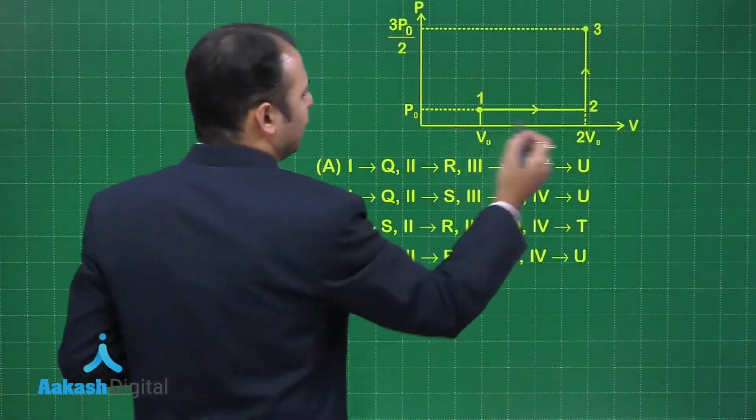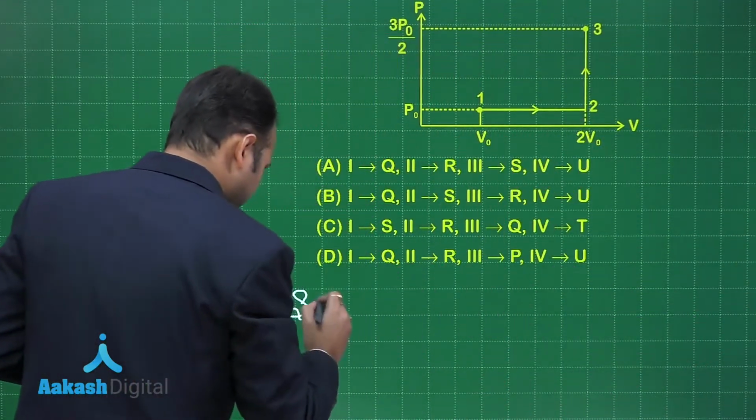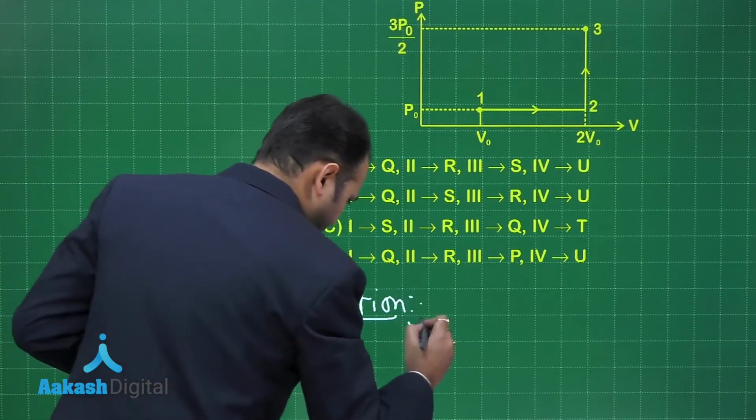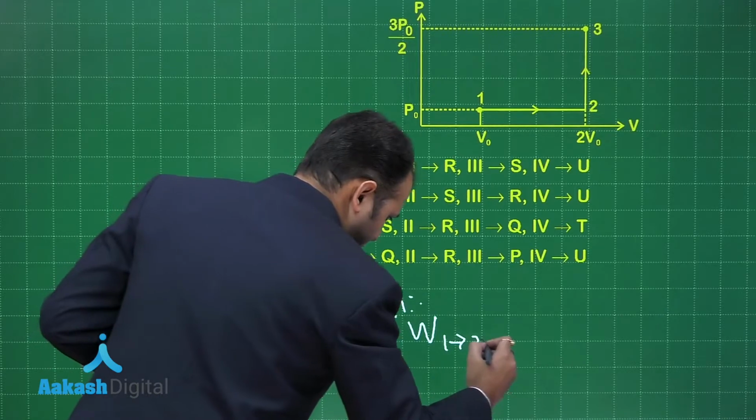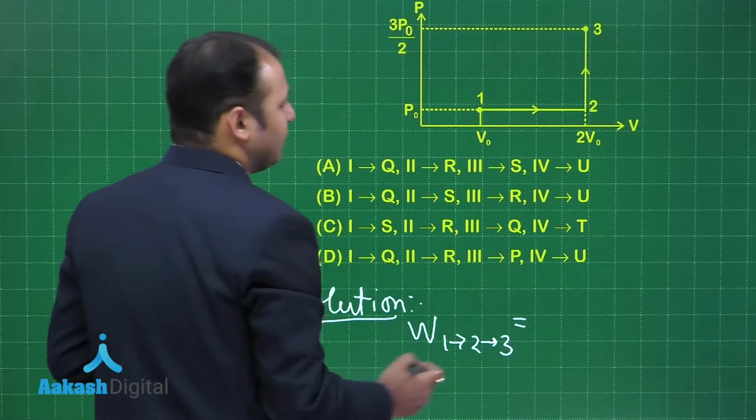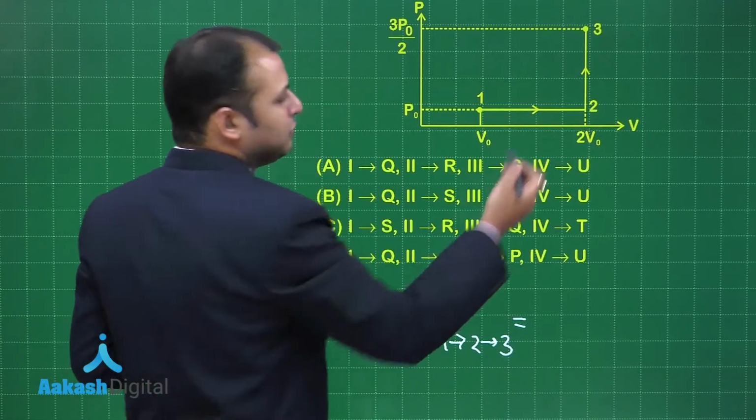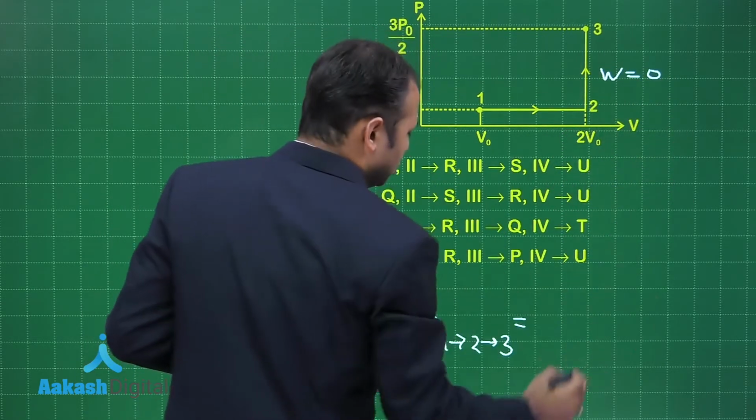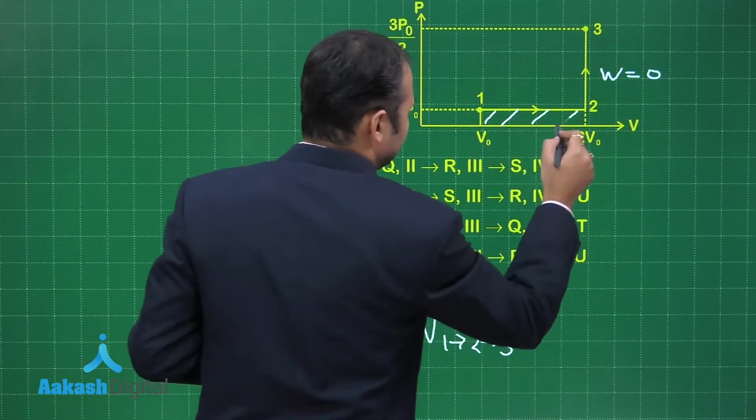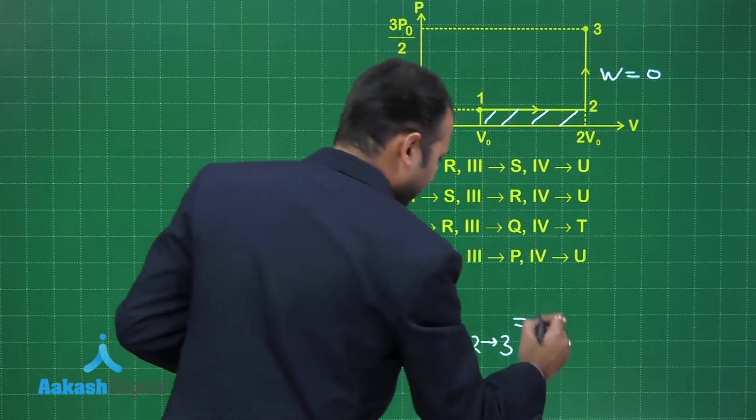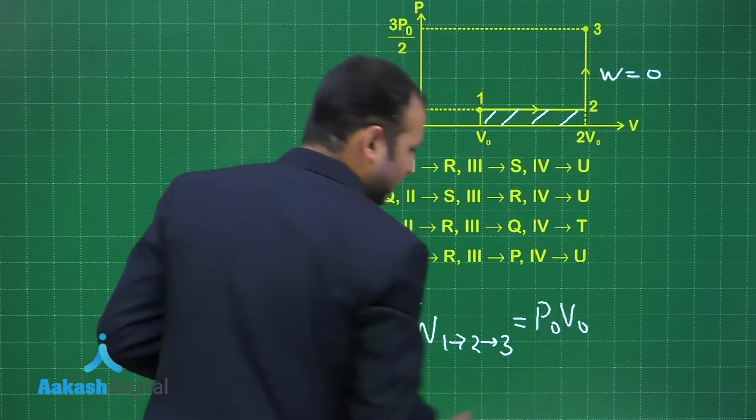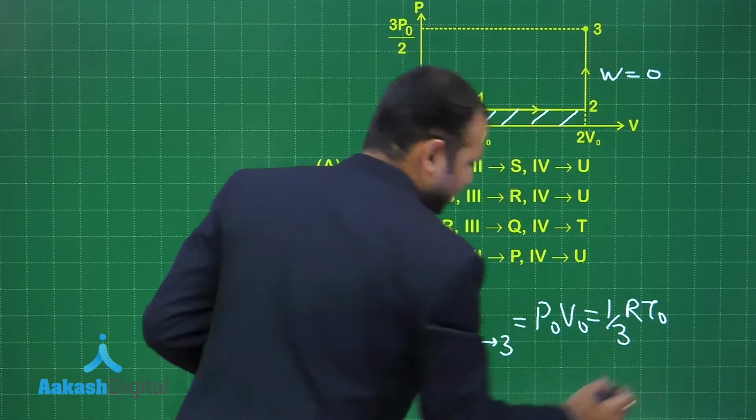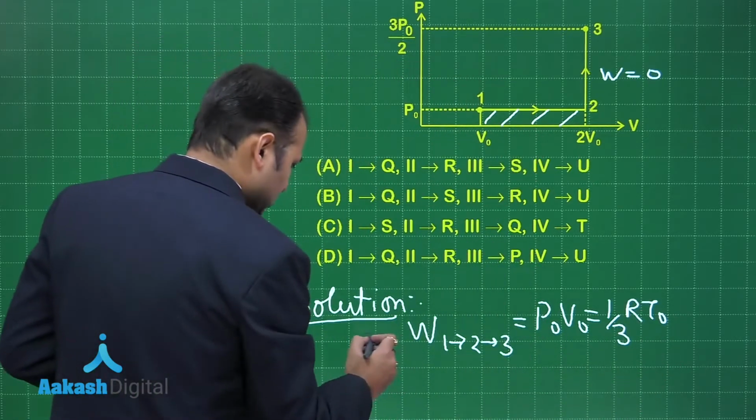Let's start with the solution. So work done from 1 to 2 and 2 to 3. Simple. From 1 to 2 definitely there will be some work, but from 2 to 3 the work done would be 0, right? So whatever work is done here will be easily given by P naught V naught, that is the area, and this is equal to 1/3 RT naught. So this is the first answer to the question. Now this was the first option.